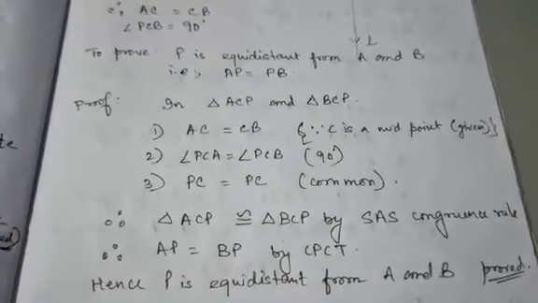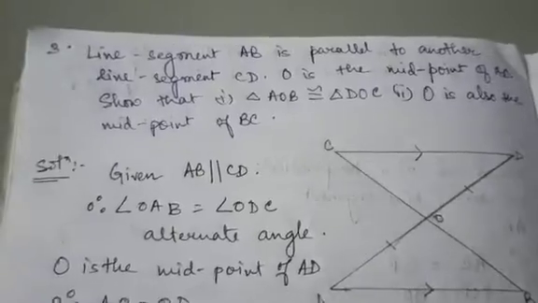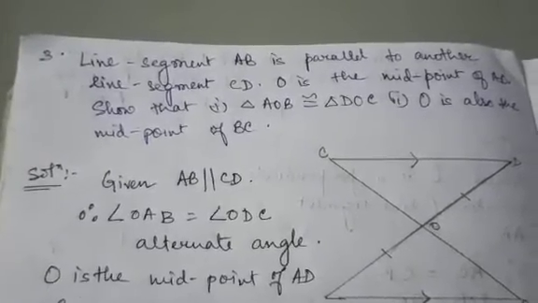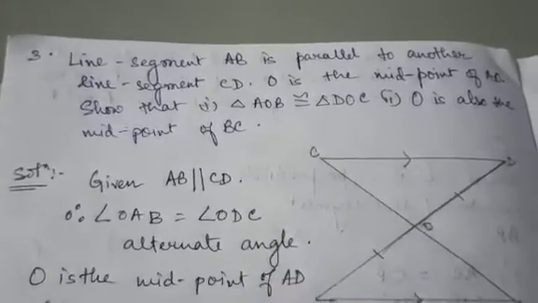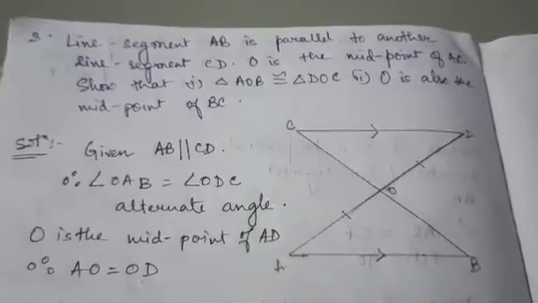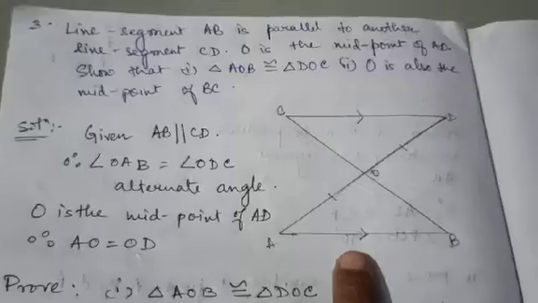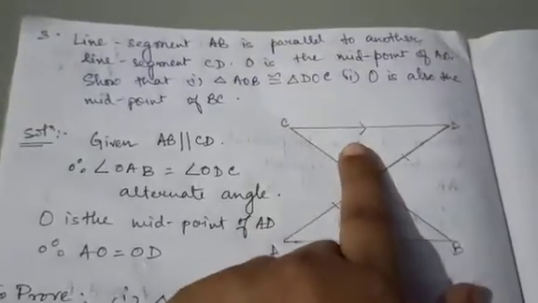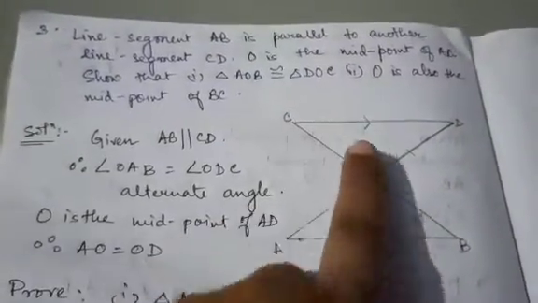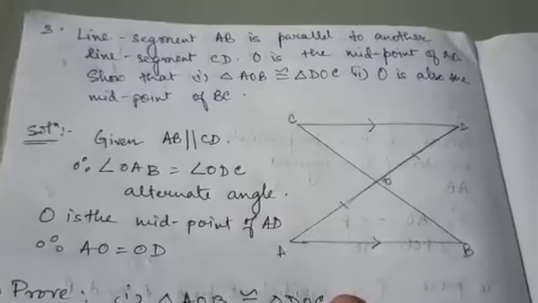And the last example, the third example that I am going to explain, is example 3. The line segment AB is parallel to another line segment CD. Here the figure is not given, so we have to draw the figure. So AB is parallel to CD. I have given the parallel sign, that is the arrows.